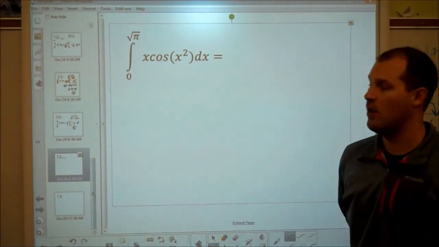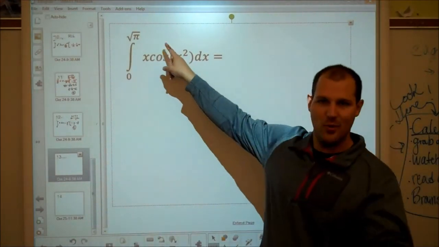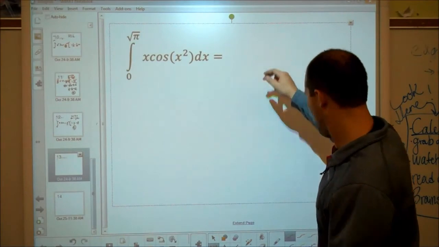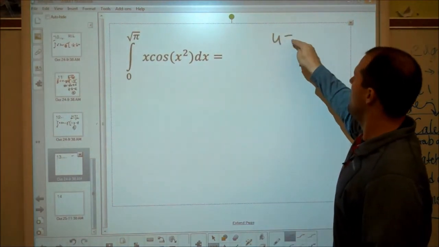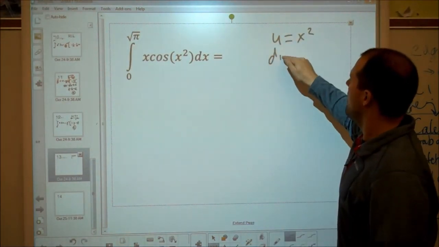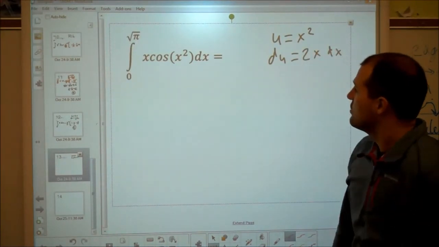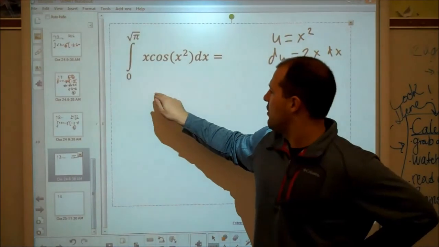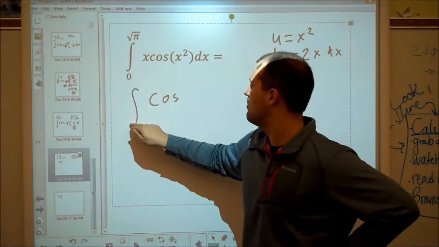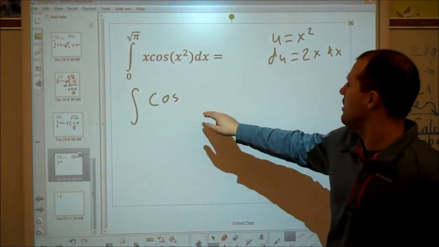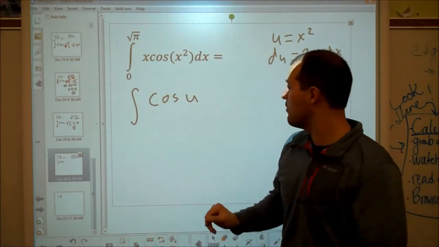Okay, and this is going to be our final one. For this one, see I've got x squared and then I have something linear, so that indicates to me there's a really good chance that my u is going to be x squared and du is going to be 2x dx. So let's go for it. Alright, I've still got the cosine in there. And now it's going to be cosine of u. That's good, we know how to deal with that.